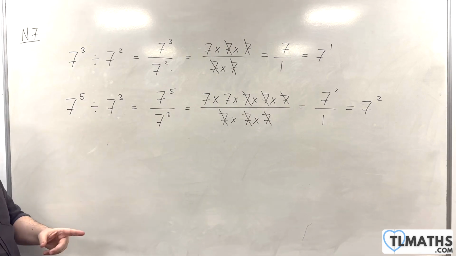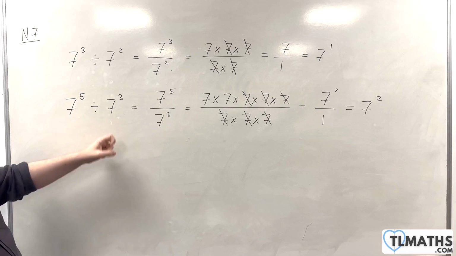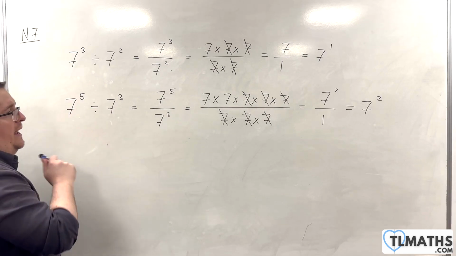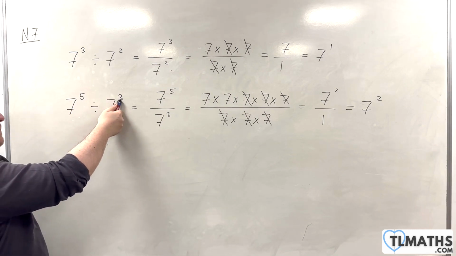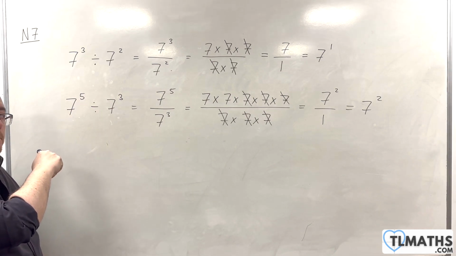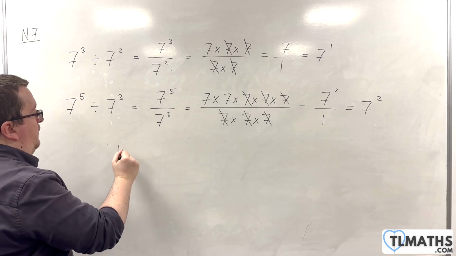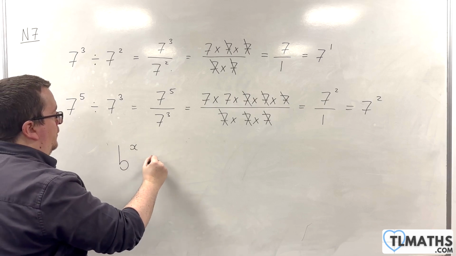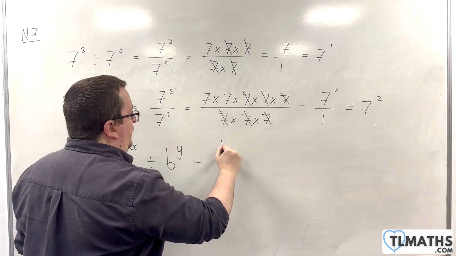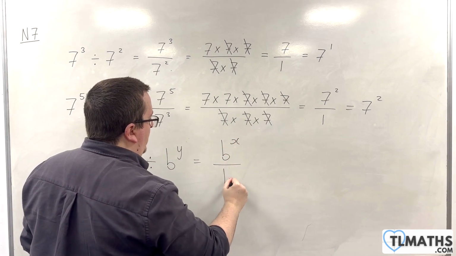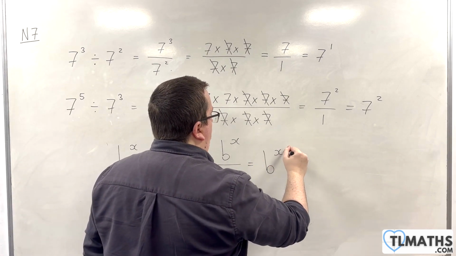Now, what we're seeing is that when you divide with the same base number, we subtract the indices. And the order matters. We're doing 5 take away 3, not 3 take away 5. Okay? So we can generalise this to say that if you've got b to the power of x divided by b to the power of y, which remember is the same thing as b to the power of x over b to the power of y, we can write that as b to the power of x take away y.